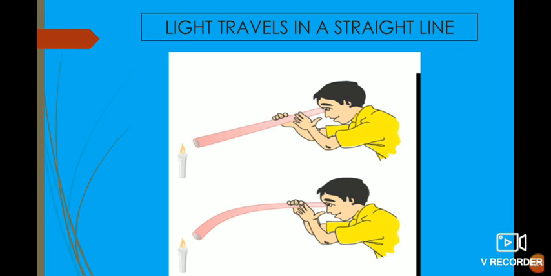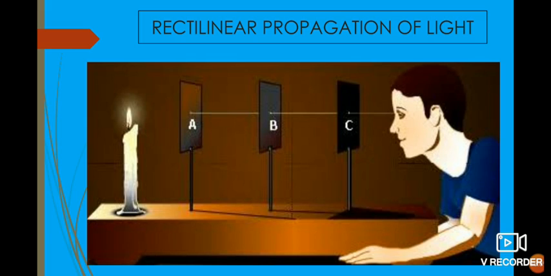Then he slightly bends the tube and now tries to see the candle. In the second instance, he is unable to see the candle. Why? Since light travels in a straight line, from a bent tube we cannot see light. This property of light, that it travels in a straight line, we have a name for it. We call this rectilinear propagation of light.